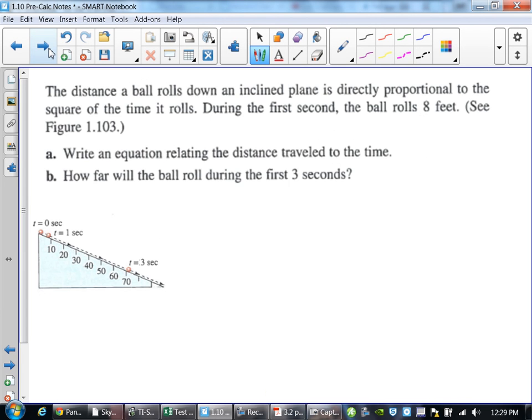Let's try another one. The distance the ball rolls down an inclined plane is directly proportional to the square of the time it rolls. Very good, just like Quentin said there. Y equals kx squared. The distance it rolls is directly proportional to the square of time, t squared. And then put it in terms of what you're dealing with in the problem. In this case, we're dealing with time and distance.